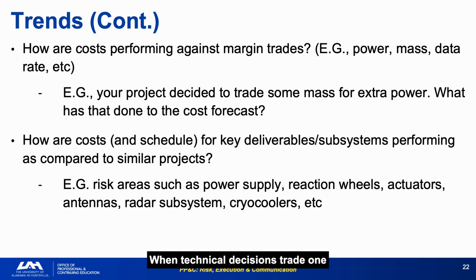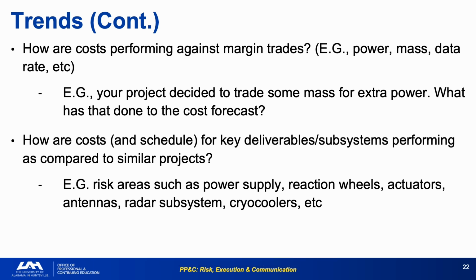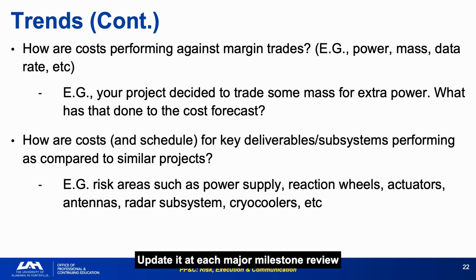When technical decisions trade one resource for another, mass for power, for example, the cost implication of that trade needs to be reflected in the forward cost trend. If it is not, the EAC is understated. Build a subsystem cost trend benchmarked against similar programs for each of the high-risk hardware categories on your program. Update it at each major milestone review and use it to challenge EAC submissions.